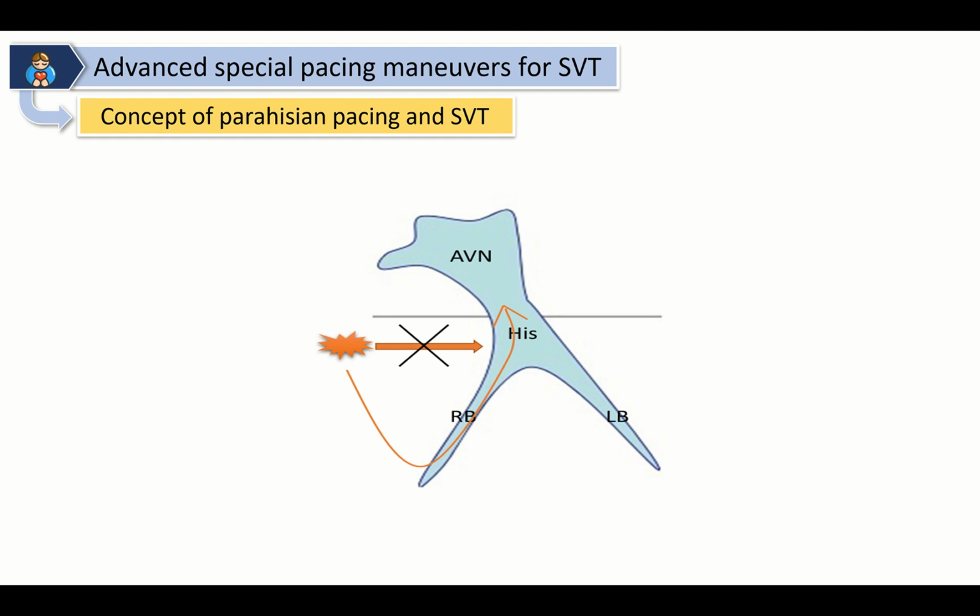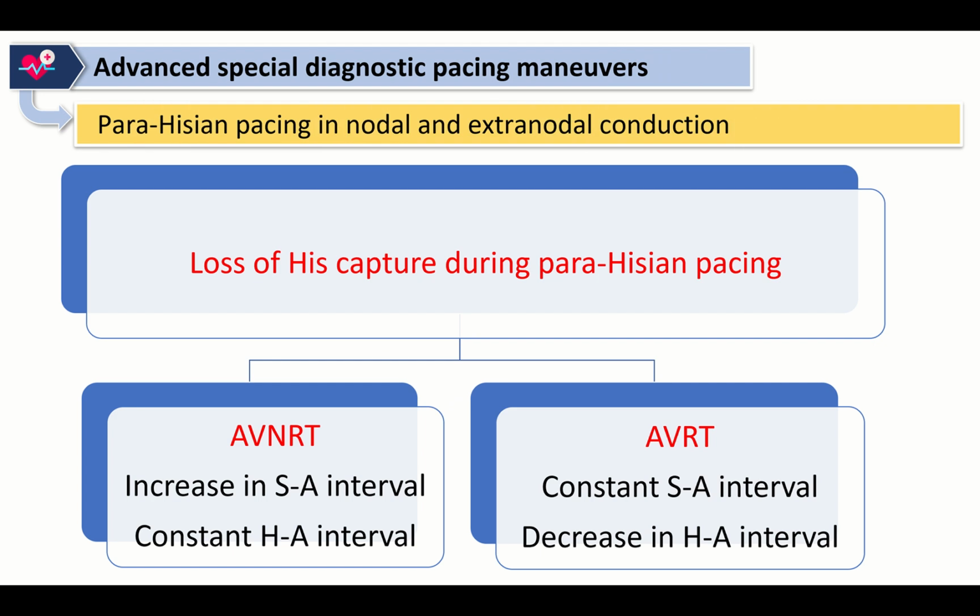Once you pace at low output, you will lose His capture and you will start a long way. RV depolarization, cell to cell conduction, right bundle, retrograde His bundle, His, AV node, then atrium, and you will find wide QRS complex because of cell to cell conduction. Stem to A will increase in nodal conduction. This is the main concept, golden rule. Para-Hisian pacing will discriminate nodal and extranodal conduction.